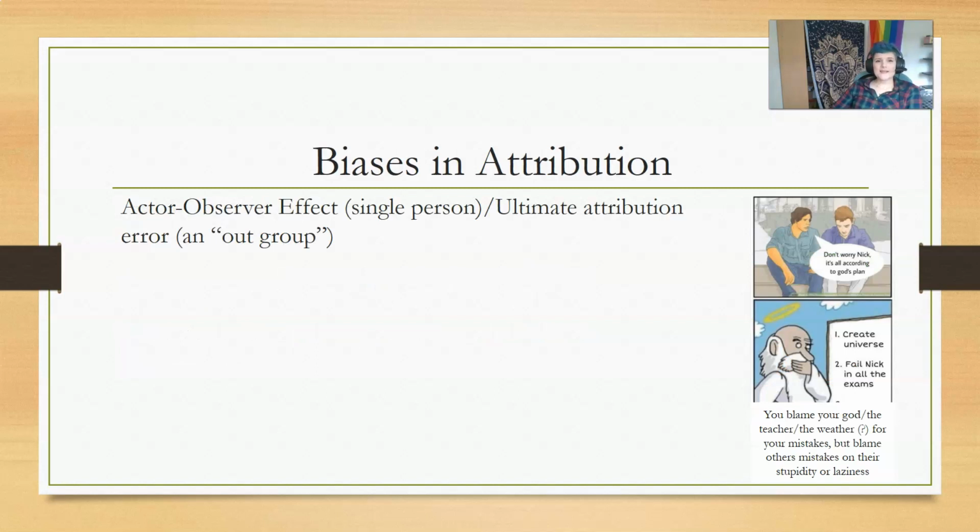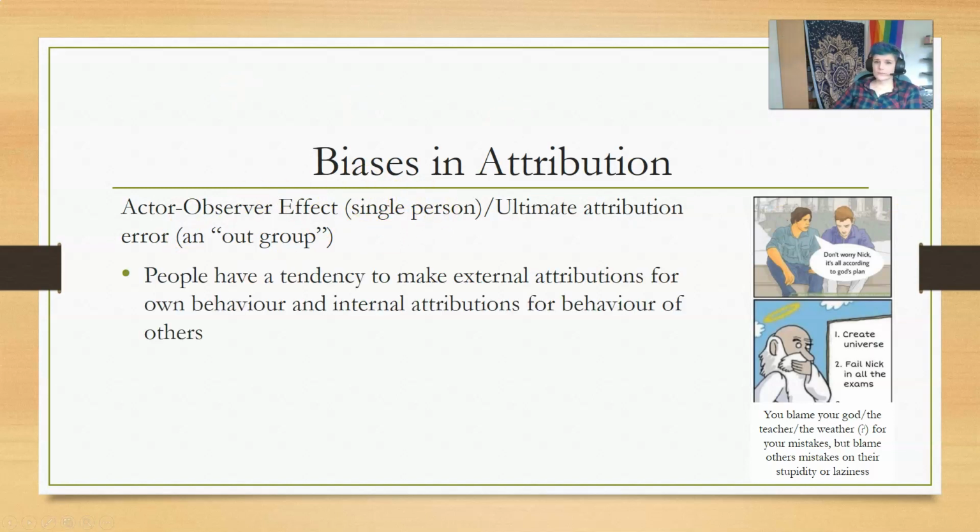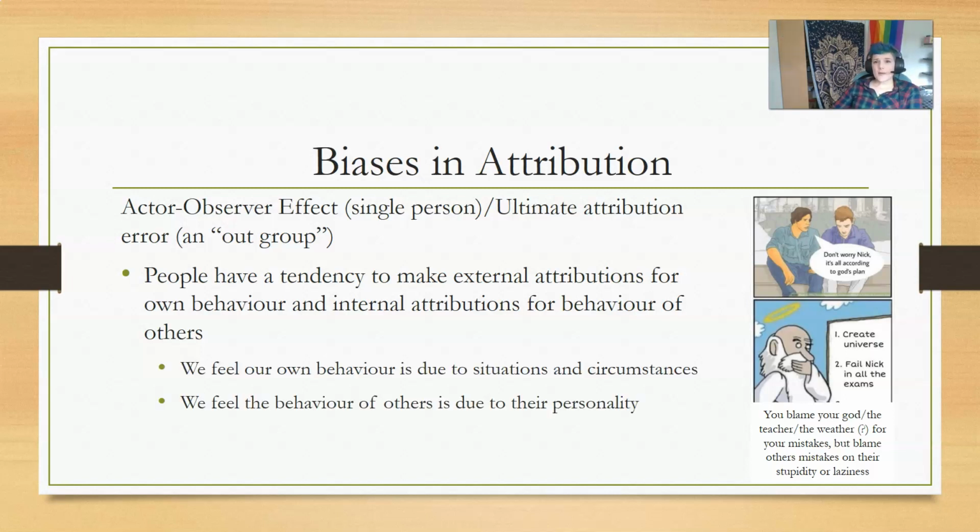The next bias is the actor-observer effect, when you're referring to a single person, or the ultimate attribution error when referring to an outgroup. So basically, this bias is describing the same phenomena, but just whether it's one person or a group of people. This is where people have a tendency to make external attributions for their own behaviour and internal attributions for the behaviour of others. We feel that our own behaviour is due to situations and circumstances.